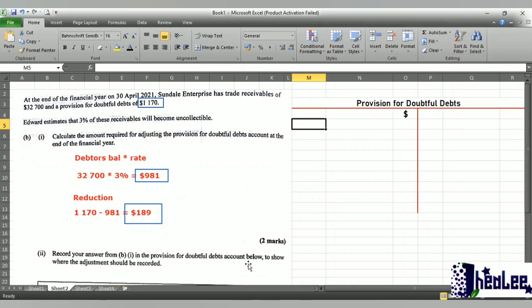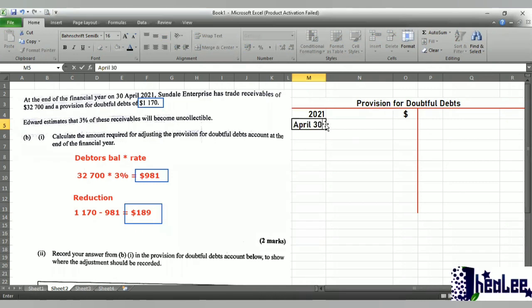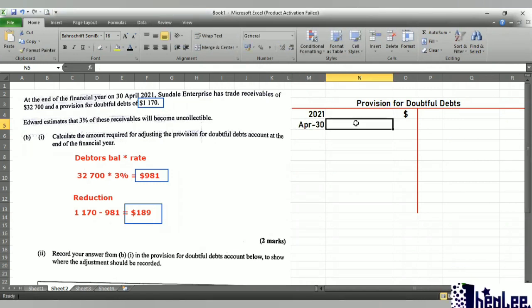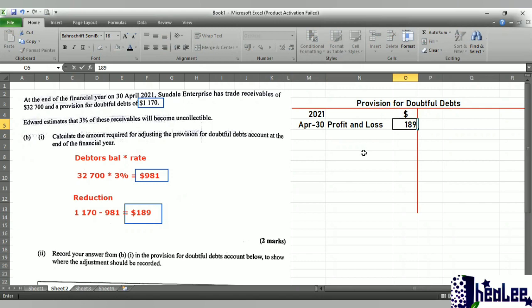Your provision for doubtful debts account is debited, while your income statement or your profit and loss account is credited. We're going to put in our date, 2021, and that is April 30th, which is the end of the period. The account that will be used as cross-reference, the details, which is the other item affected, will be profit and loss. Remember, you could use income statement and just the amount that it increases by or decreases by. In this case, it has decreased by $189.